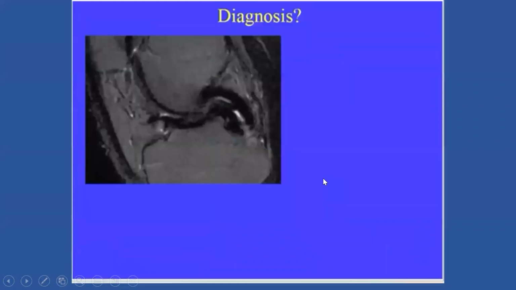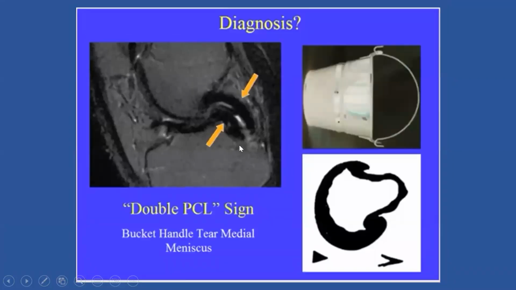Likewise over here. Now, what is this? This is a bucket handle tear of the medial meniscus, and this is the posterior cruciate ligament. Many are confused when we show them this MRI. This is wrong. It's very easy. This is a medial meniscus, which is bucket handle, and this becomes parallel with the posterior cruciate ligament, and it gives you a double PCL sign.